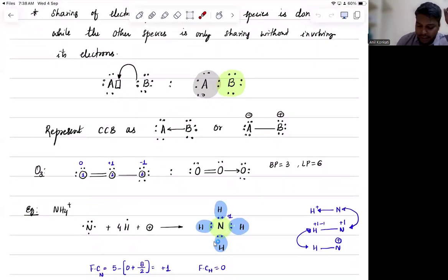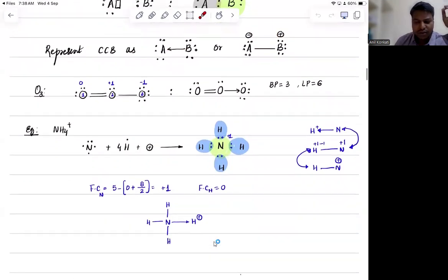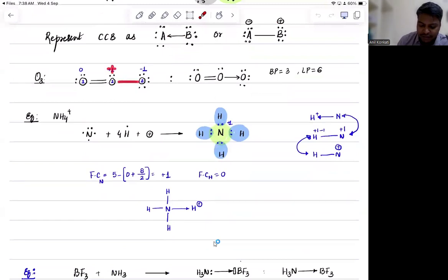For a coordinate covalent bond, we should always represent an arrow in the direction in which the electrons were given. The giver will become positive, and the taker or acceptor will become negative charged. So the same arrow can be represented as a covalent bond with negative and positive charges. In the case of O3 also, if you notice, this was plus 1 and minus 1, and plus 1 and minus 1 can be converted into this arrow. So the bond pair remains the same.